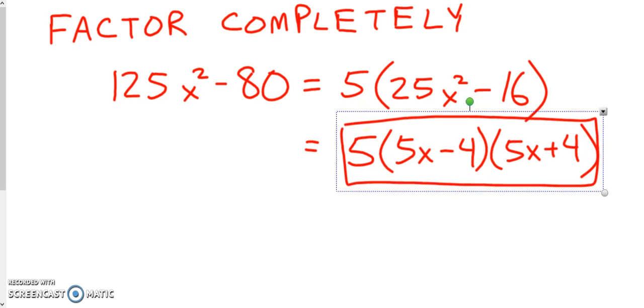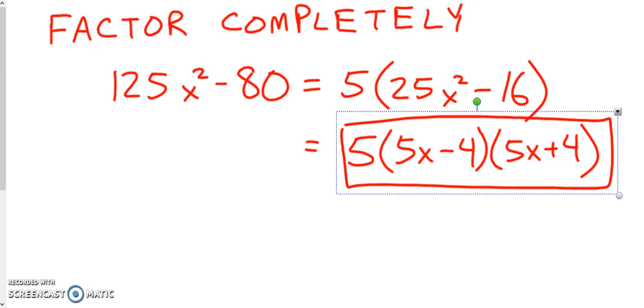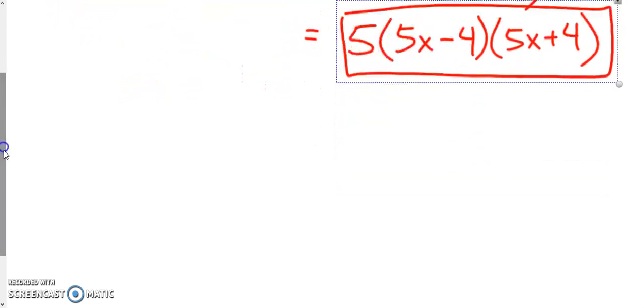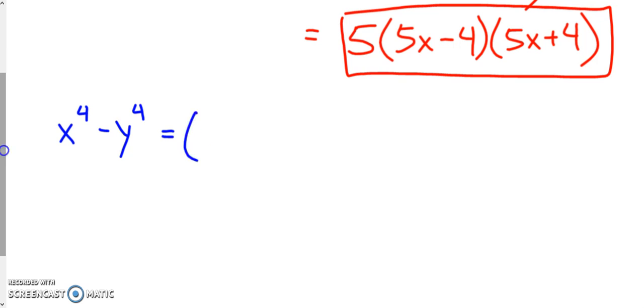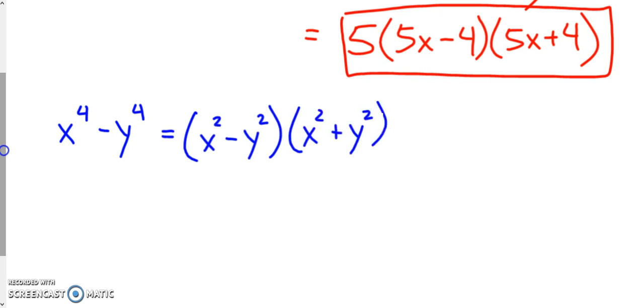There. Now it's not messy. All right, let's try another one. So, let's say I want to take x to the 4th minus y to the 4th. Well, just like on the previous page, you know that x to the 4th and y to the 4th are perfect squares. So this would be x squared minus y squared and x squared plus y squared.